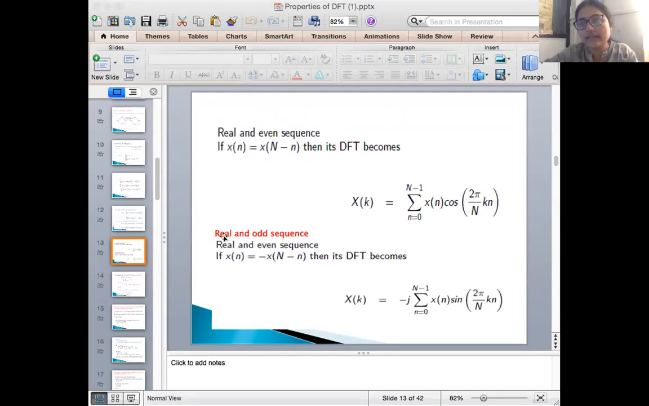The second point we observe is that if the input sequence is real and odd, its corresponding DFT values are imaginary. This is the second point which we have observed.